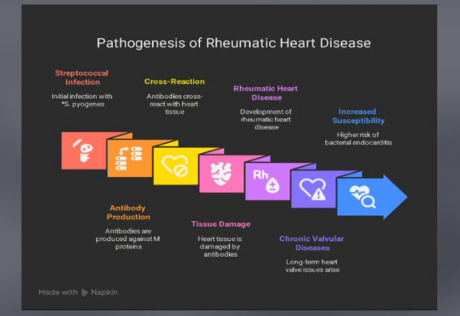Rheumatic heart disease develops through a complex immune process after Streptococcus infection. Antibodies produced against M proteins can mistakenly attack heart tissue, causing inflammation and damage. This cross-reactivity leads to chronic valvular heart disease and increases susceptibility to bacterial endocarditis. Understanding this mechanism is vital for preventing long-term cardiac complications after streptococcal infections.